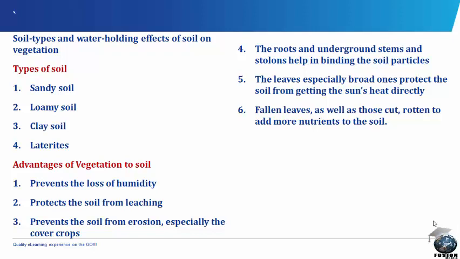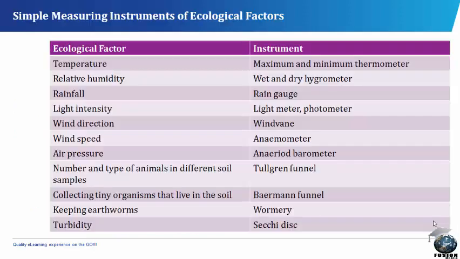Advantages of vegetation to soil. 1. It prevents the loss of humidity. 2. It protects the soil from leaching. 3. It prevents the soil from erosion, especially cover crops. 4. The roots and underground stems and stolons help in binding the soil particles. 5. The leaves, especially broad ones, protect the soil from the sun's heat directly. 6. Fallen leaves, as well as those cut, rot to add more nutrients to the soil.